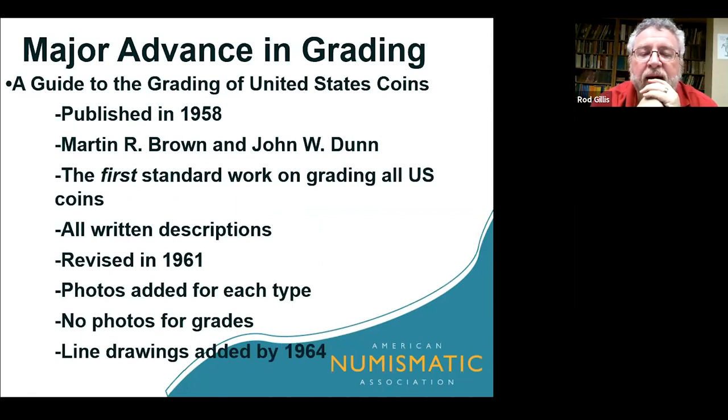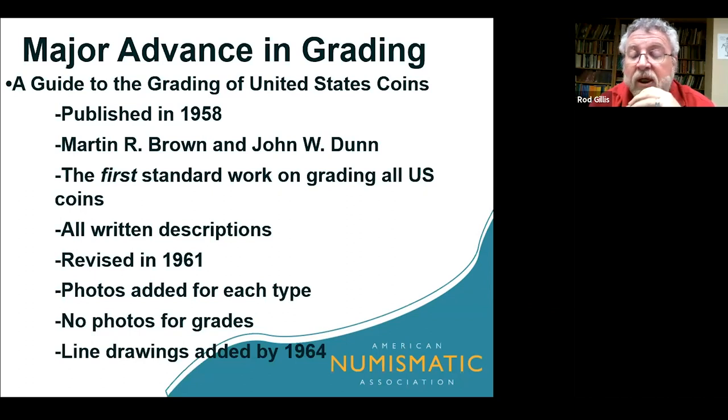There was a guide to the grading of United States coins published in 1958, and it's now called the Brown and Dunn. When we use the terms Brown and Dunn, we're referring to this book. It was the first standard work on grading all United States coins. It was all written descriptions. There were no drawings. However, it was revised in 1961, and there were drawings that were used, eventually photos for each type, just to identify the coins. There were no photos for the particular grades.